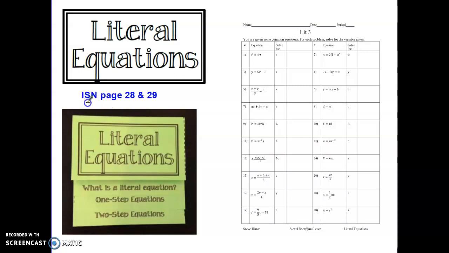These are your notes for ISN page 28. And when you're done copying those into your notebook, I am going to get you to do page 29 for the rest of this class.